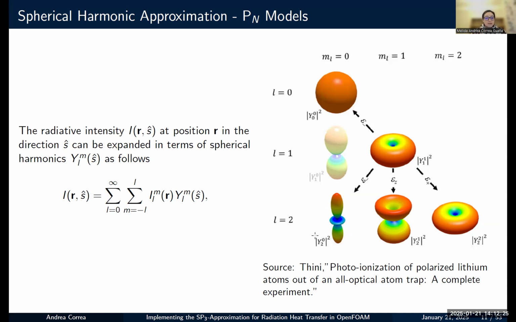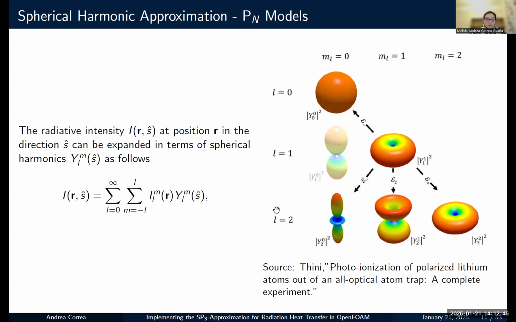So spherical harmonics are mathematical functions used to describe the angular variation of a defined function on the surface of a sphere. That's the example. They are commonly employed in physics, especially in problems that involve angle-dependent fields or distributions, such as wave equation solutions, or in this case, radiation models.